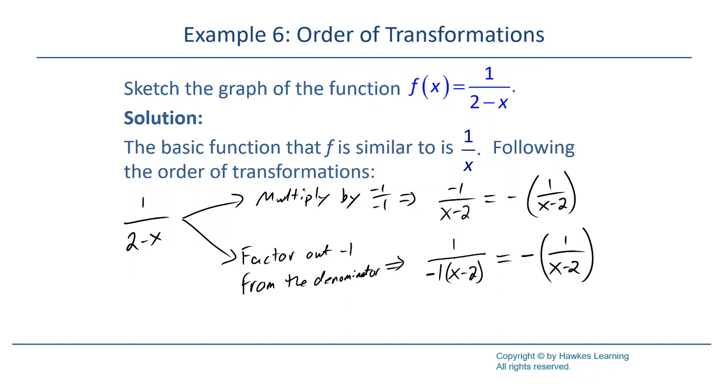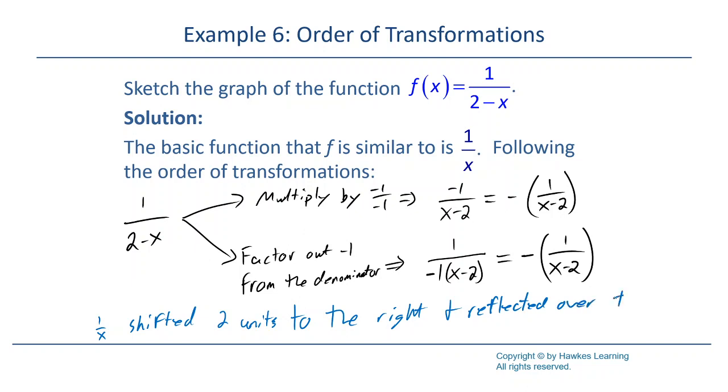So now we actually have exactly what we need. This is 1 over x shifted 2 units to the right, and reflected over the x-axis. Let me try and use the proper language: flipped, reflected, doesn't matter.